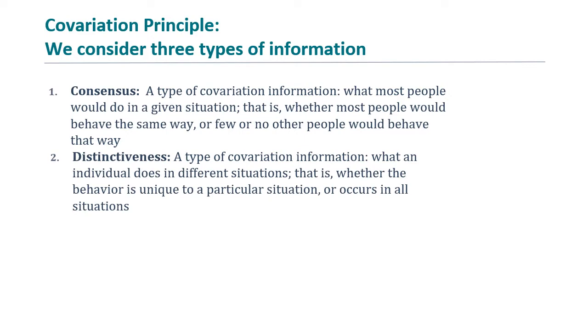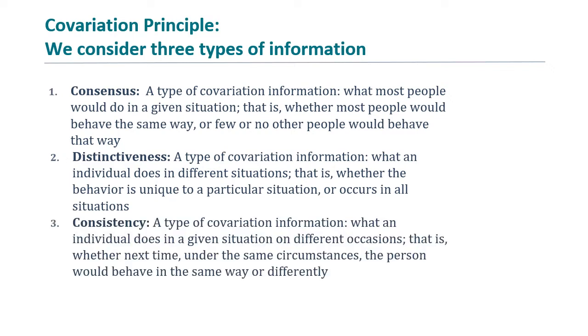Consensus. Secondly is distinctiveness. Another type of covariation information, what an individual does in different situations. Is this behavior unique, or does it occur in all situations? And the mom from our last slide had determined that this behavior was unique. It's distinctive. It doesn't occur in all situations for her daughter. And then consistency. A type of covariation information, what an individual does in a given situation on different occasions. Next time, would the person behave the same way or differently? So these are the three elements that we'll look at.